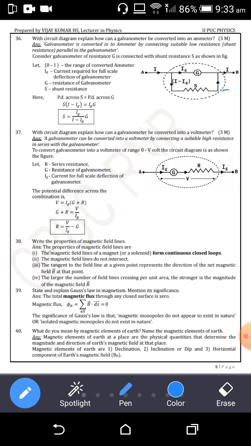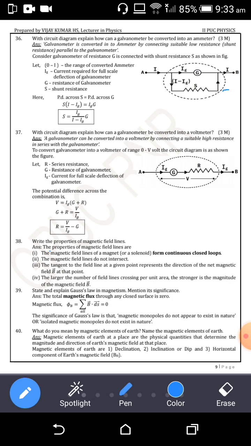Okay, we have this. Now see how we convert a given galvanometer into an ammeter. First, let us go through how we are going to convert it. A galvanometer is converted into an ammeter by connecting a suitable low resistance, that is the shunt resistance, in parallel to the galvanometer. A galvanometer is used to detect a small current. An ammeter is used to detect a large current in the circuit.